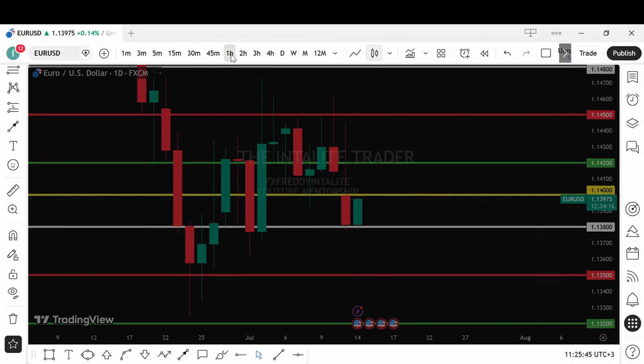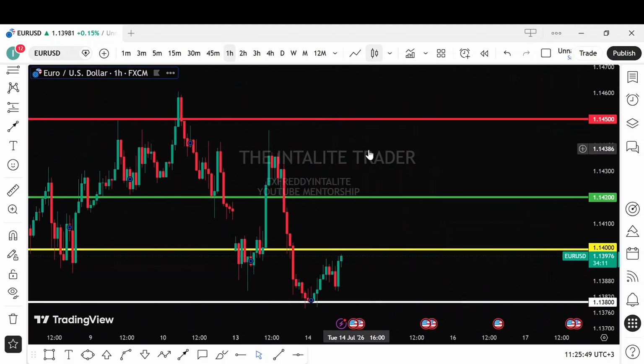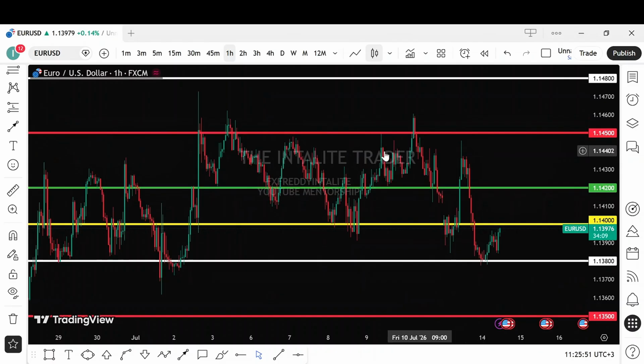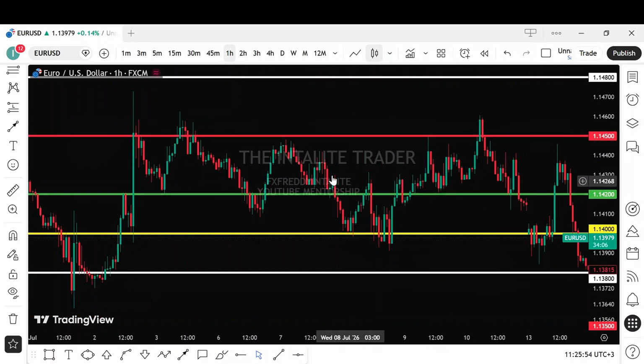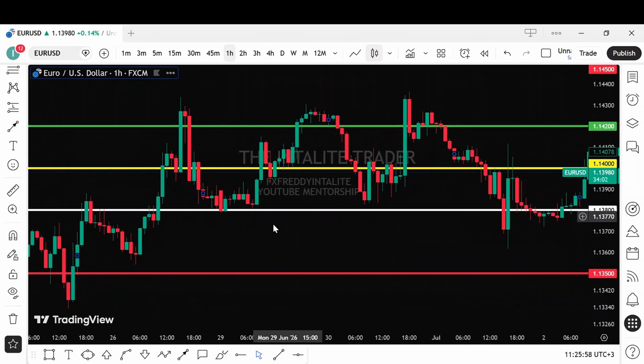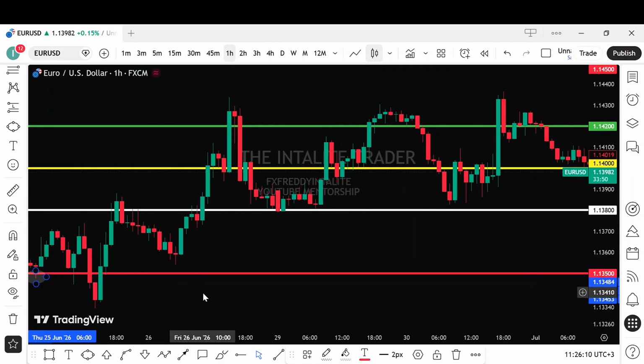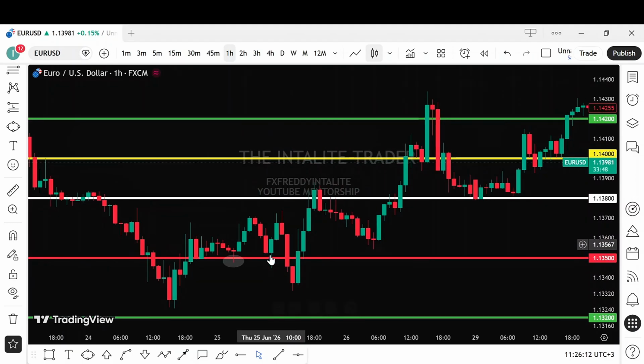So let's go to the 1 hour time frame. So this is the 1 hour. See, if we start from this side, price is rejecting these levels. Look at these wicks. We said wicks show rejection. Wicks showing rejection. Rejection here.